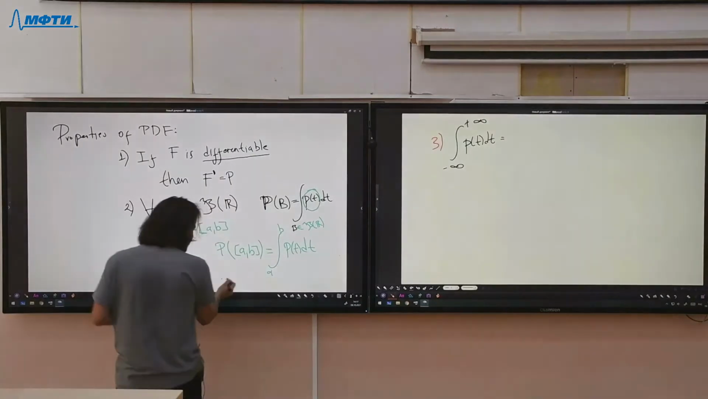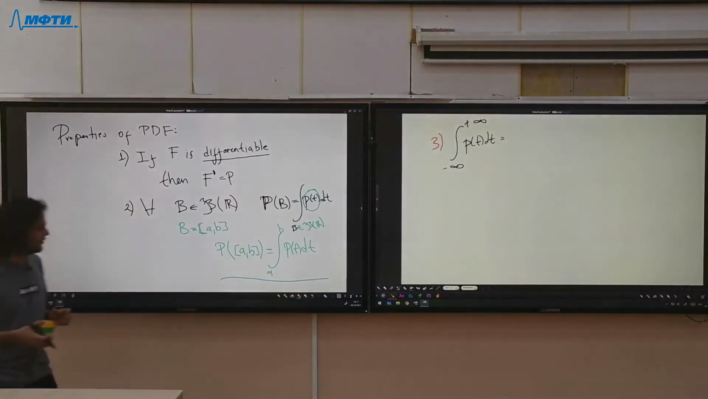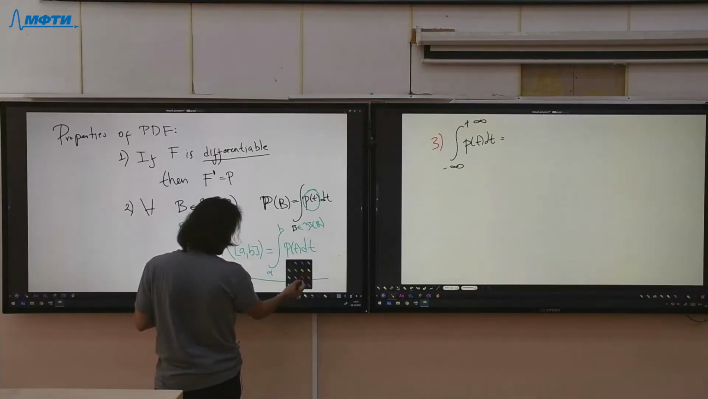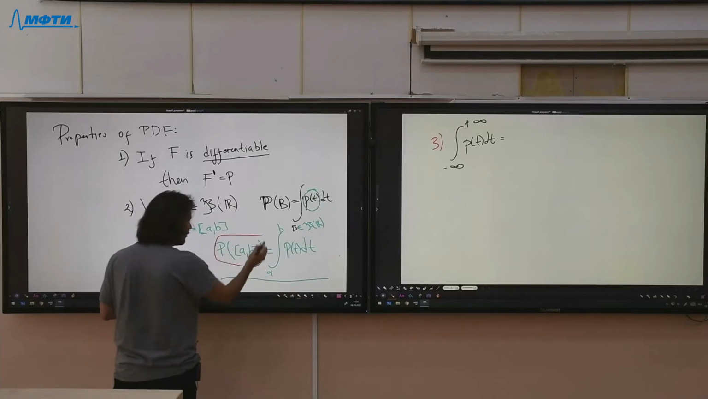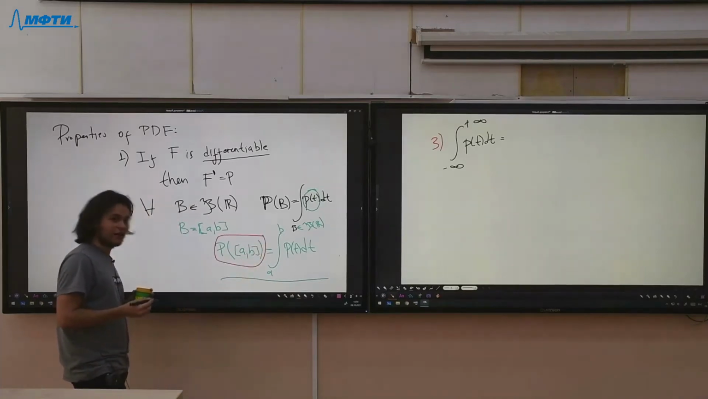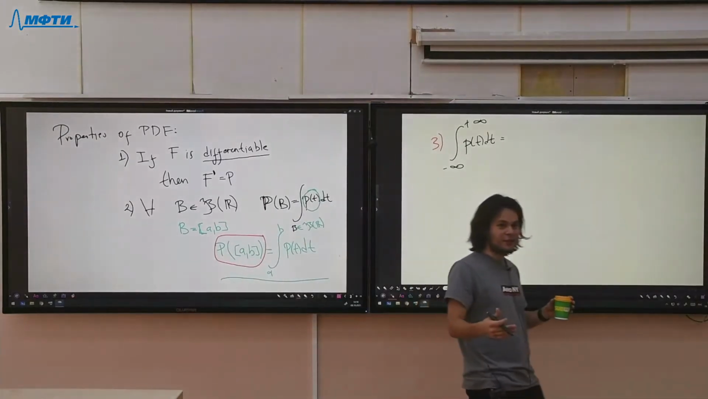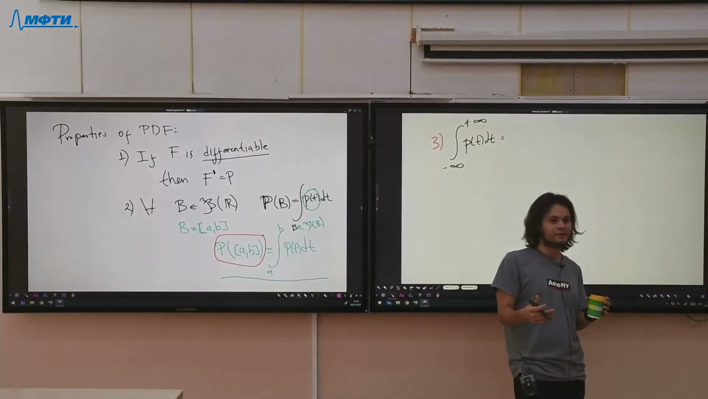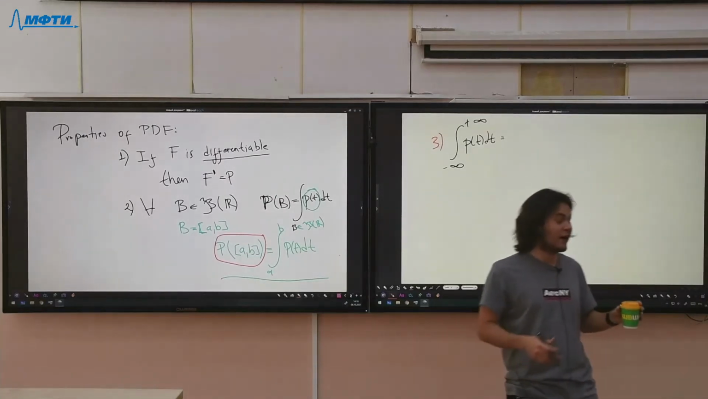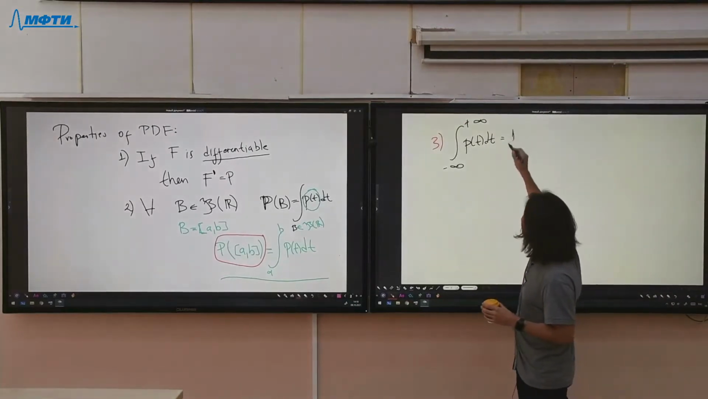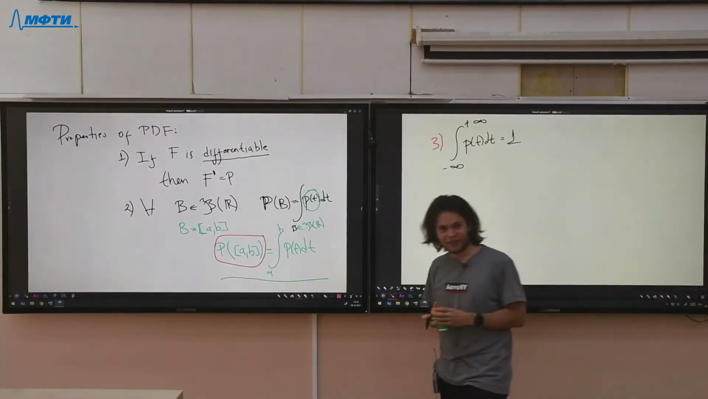So look at this. Don't forget that this is the probability that this random variable is between minus infinity and plus infinity. What is that? What is the probability that a real number is between minus infinity and plus infinity? So 1, right? So this is 1.